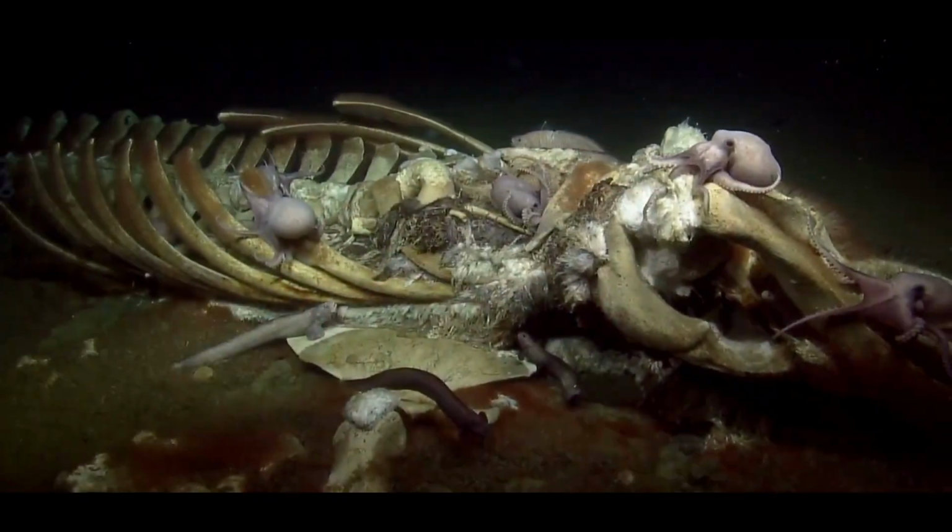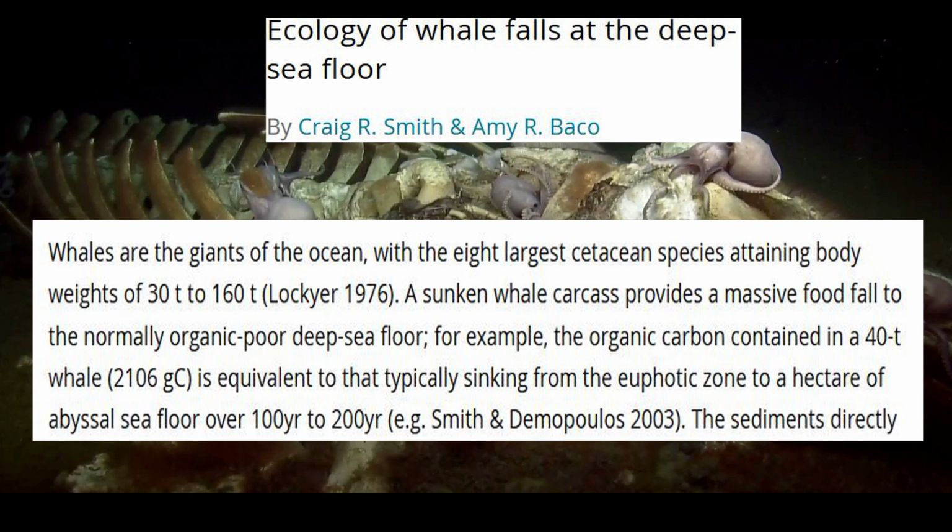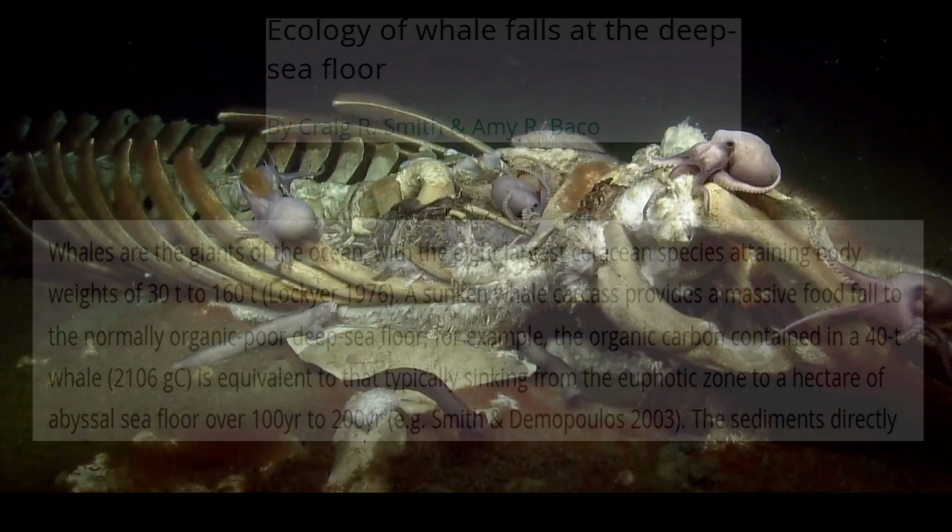A sunken whale carcass provides a massive food fall to the normally organic-poor deep sea floor, with the total organic matter contained in a 40-ton whale being equivalent to that typically sinking from the euphotic zone to a hectare of the abyssal sea floor over 100 to 200 years.